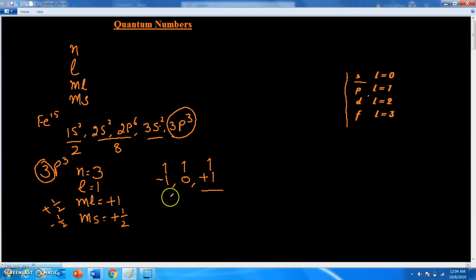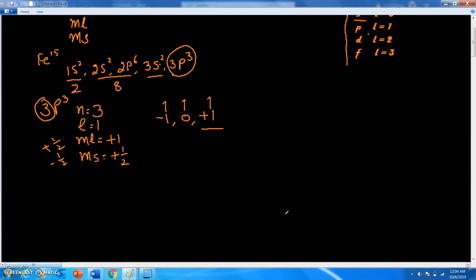We can take another example. We will not take all these things, that is the total configuration. Simply take the last incomplete subshell. If it comes 4d4, what will be the quantum numbers for these? N will be 4, the first number.